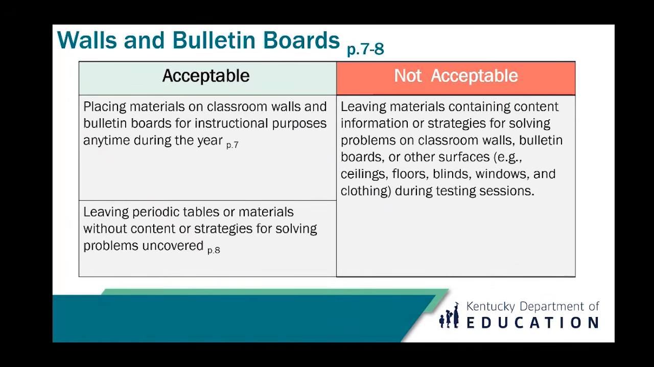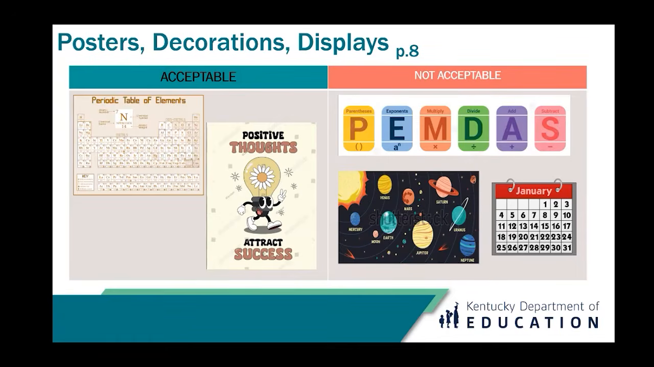Examples of materials that may not be displayed during assessments include anything that may contain relevant content information or strategies for solving problems. These materials may be anywhere in the room: walls, ceilings, floors, windows, and clothing. Yes, clothing. The purpose of this is to make sure that all students have access to the same resources and that nobody has an advantage over others. Let's take a closer look at some of these materials.